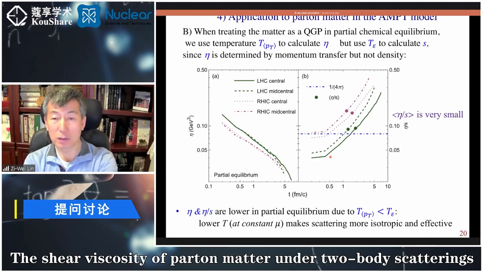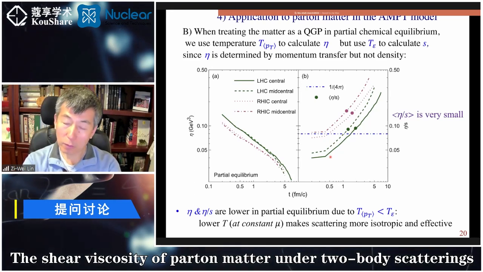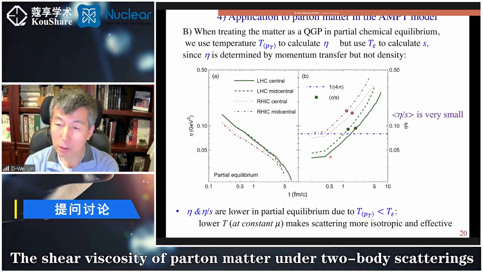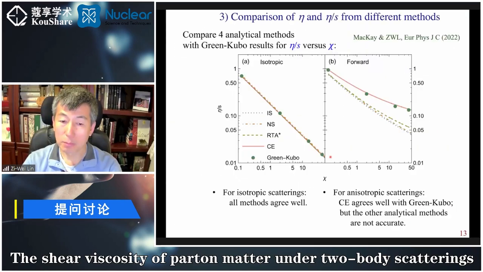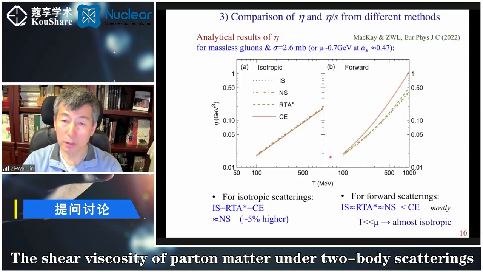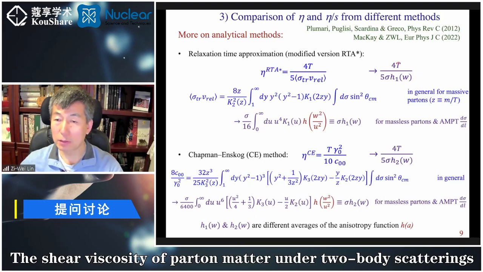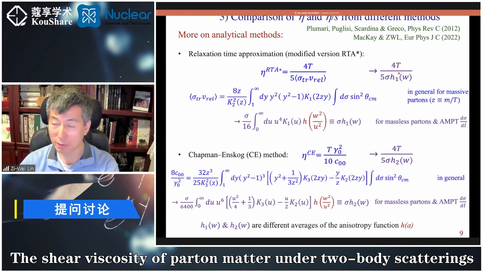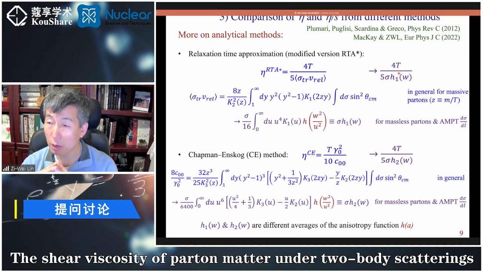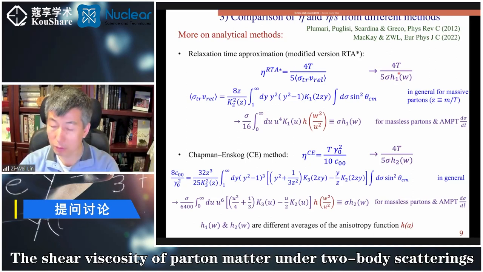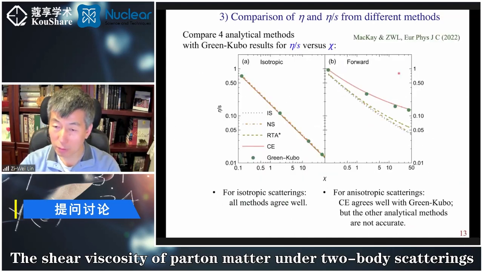I'm not sure what exactly your question is. But for the AMPT result, the small η/S is because we have, let's look at some formula. We have a high density, which gives a high temperature. This is η, so maybe we cannot see it directly from here. So we have a high density parton matter. Although the cross section is small, the density is high, so the collision rate is high, and as a result, the η/S value turns out to be small.